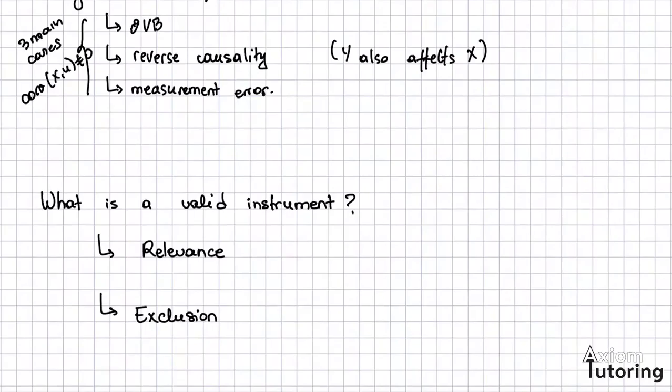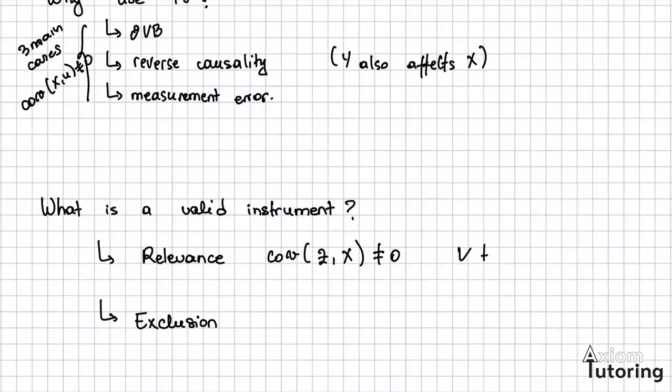A valid instrument Z must satisfy the two conditions, or three conditions, keep in mind, depending on the book or lecture slides that you have. Condition number one is the relevance condition, which mathematically we write as the covariance between your instrument and your endogenous variable X needs to be different from 0. So this is testable, and you can check it through the first stage F statistic or directly the t-test on the particular Z variable.